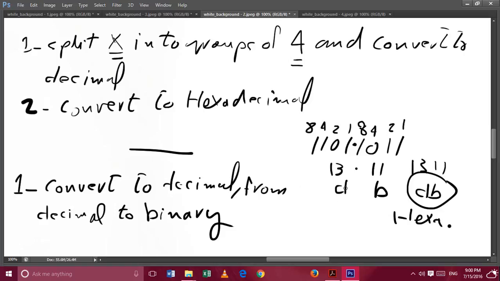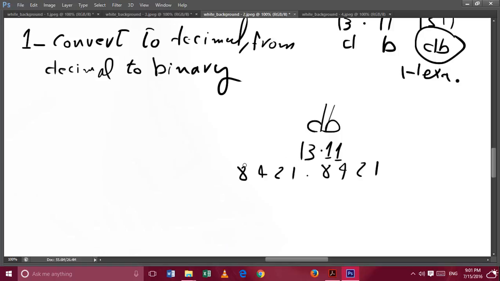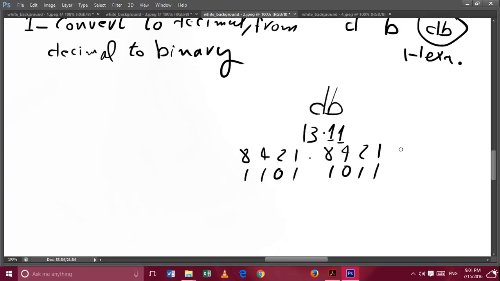Let's convert this DB back into binary. So this is how we do it. Exam question: convert this into binary. B would be 11 from the previous table, and D would be 13 from the previous table. And to convert this to binary, 1, 2, 4, 8. Dot 1, 2, 4, 8. So 11 is 8 plus 2 plus 1. 13 is 8 plus 4 is 12 plus 1. So here's your number, 1101 1011. Okay.